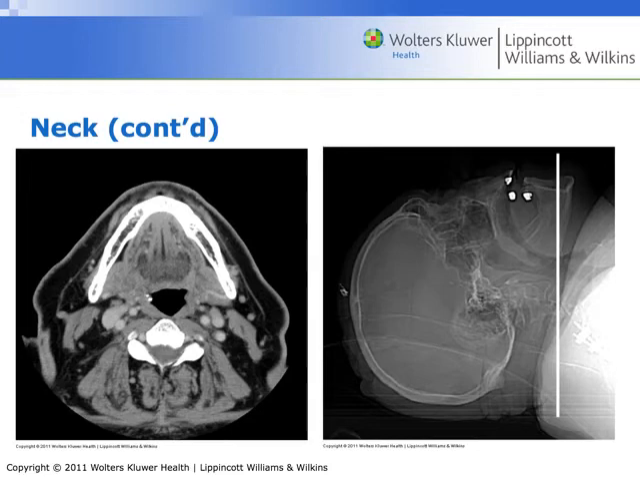Okay. We saw this in the last slide. This is the glenoglossus muscle. The tongue. The mandible. The pharynx.